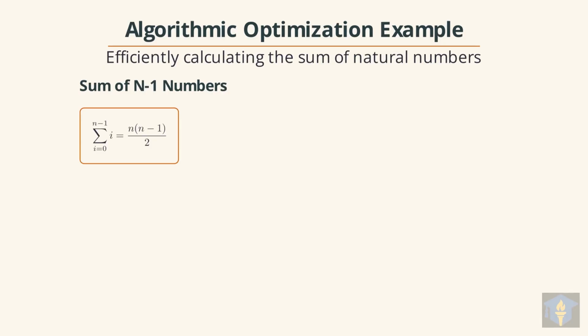The formula is the sum from i equals 0 to n-1 of i, which equals n times n-1, all divided by 2. In this formula, i represents each individual number in the sequence that we are summing up, and n is the upper limit, exclusive of our sum, meaning the sequence goes up to n-1. The term n times n-1 divided by 2 is the direct mathematical formula to calculate this sum quickly.